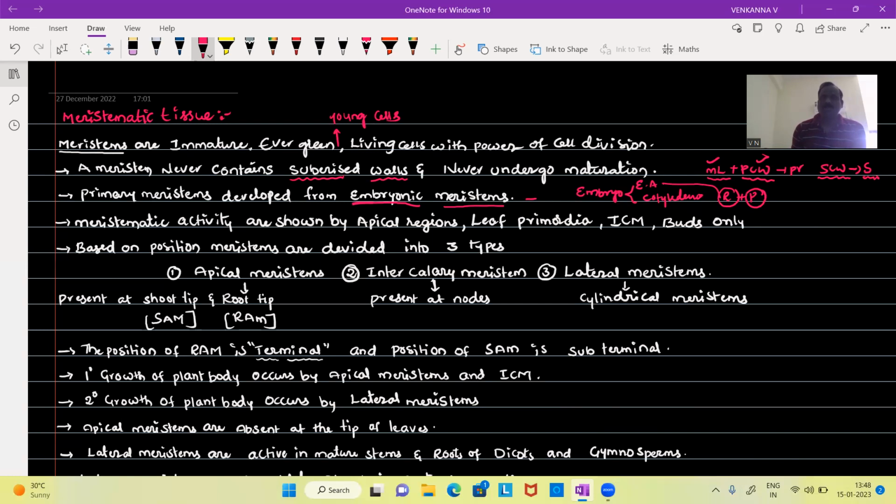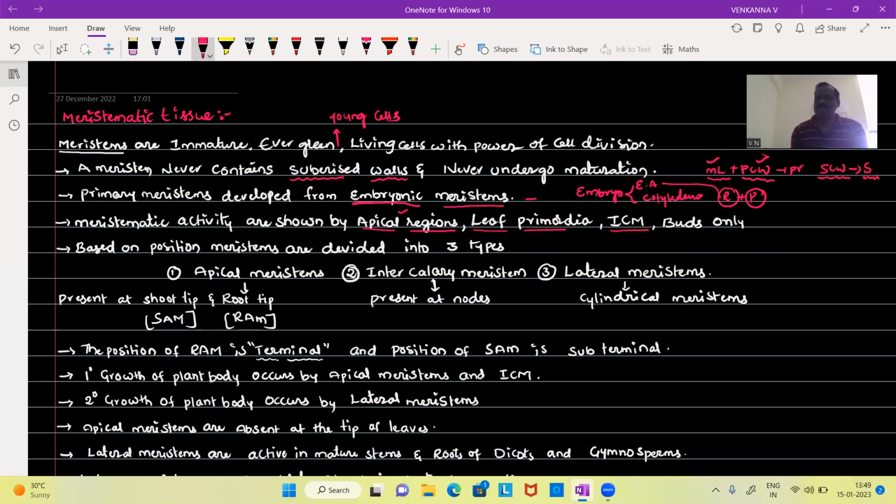Meristematic activity is shown only by apical regions, leaf primordia, intercalary meristem and buds. Apical region means you know about shoot apex and root apex. Both shoot apex and root apex are two important apical regions of the plant axis. Leaf primordia means the leaves which develop from a group of meristematic cells. Simply it is called leaf primordia. So apical regions and leaf primordia divide by mitosis. So they are examples of meristematic cells.